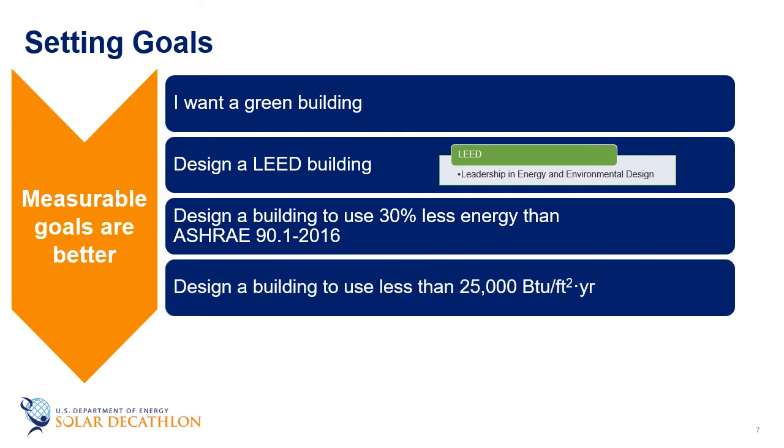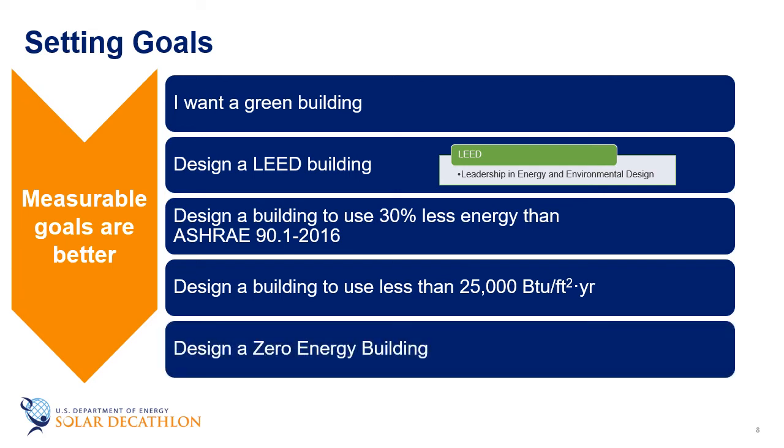An example of this is to design a building to use less than 25,000 BTUs per square foot annually. This really gets to the point about how much energy the building uses. And when the building is complete and it's occupied, you can measure its energy use and determine if you've succeeded and met the goal. Goals like this are great because they put you on a path to success and allow you to design a building that will result in a measurable reduction of those energy and environmental impacts we talked about earlier.